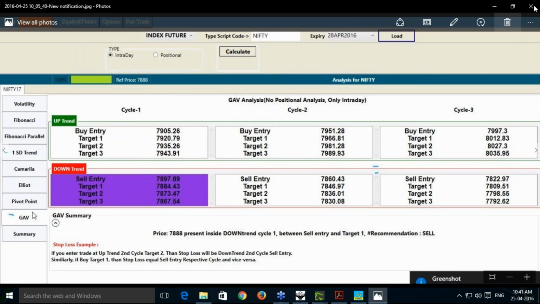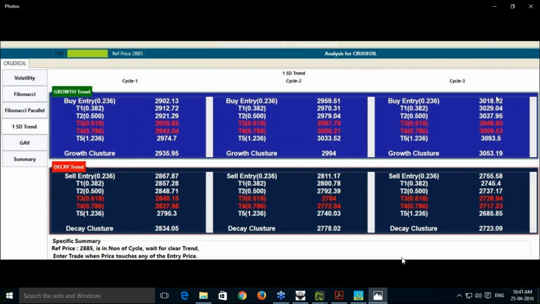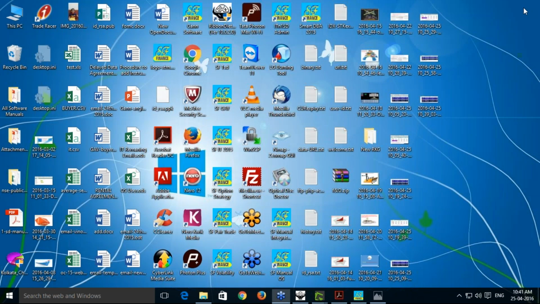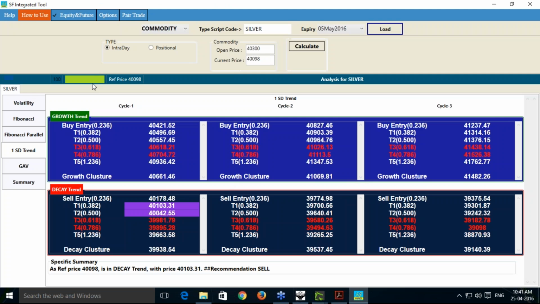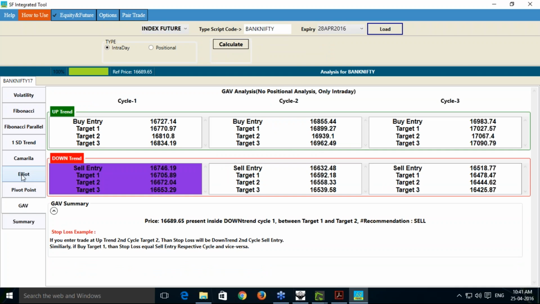And this is for gold, and for Bank Nifty, and this is for crude. I think I could not save Bank Nifty, but what were the Bank Nifty readings? It will change now in GAV, but the 1 SD will remain the same. 1 SD readings used to remain the same.